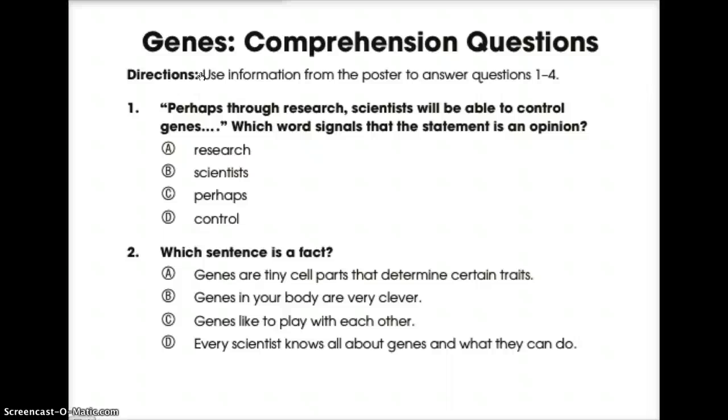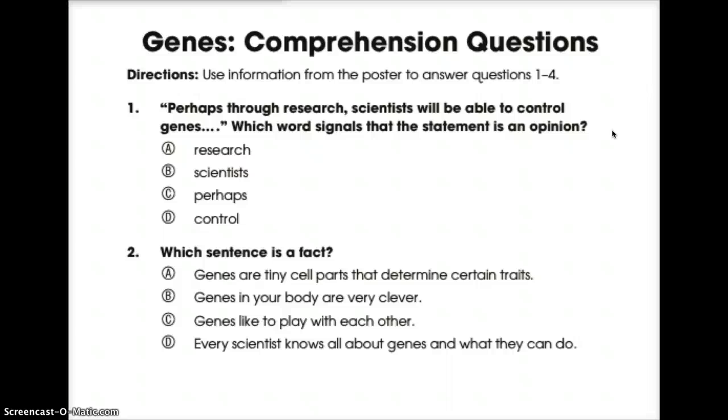So the first thing we have to figure out is, what is the question asking us to do? Is it asking us to make a prediction? Is it asking us to find the main idea? What strategy are we supposed to use? Now, hopefully, boys and girls, you saw that it is identifying fact and opinion. How do we know this? Well, it says, which word signals that the statement is an opinion? So first I have to read the sentence carefully and figure out whether it can be proven true or false. I will look for the signal word that can help me identify the statement as an opinion.